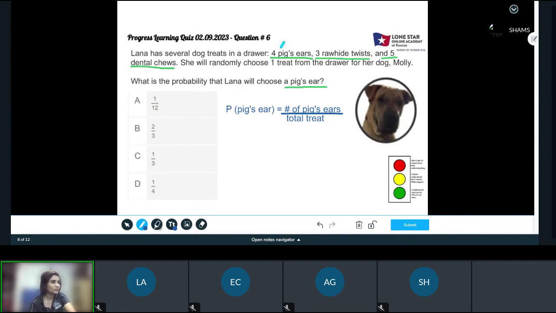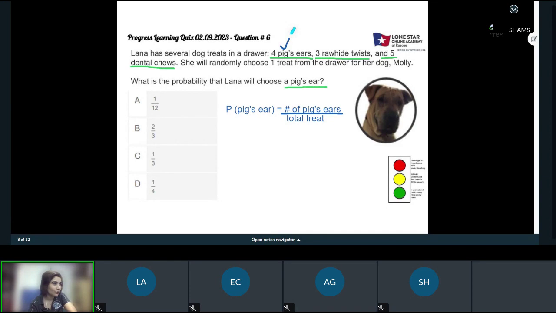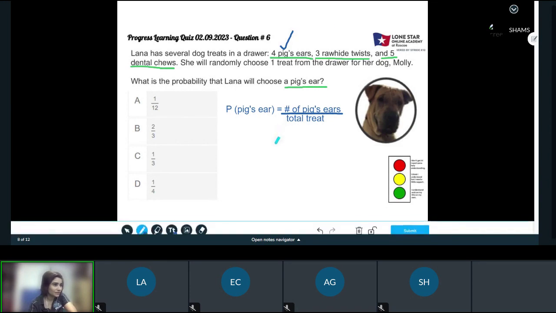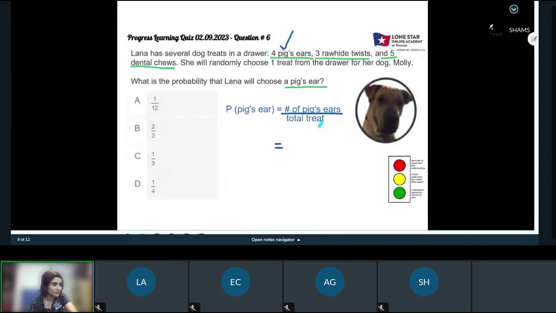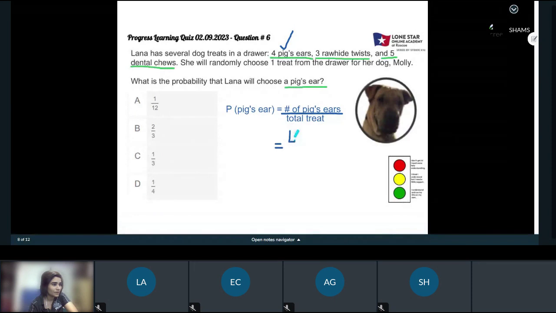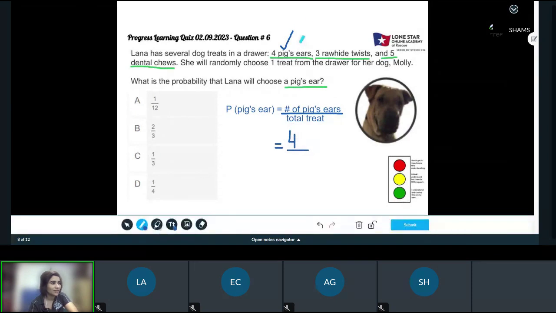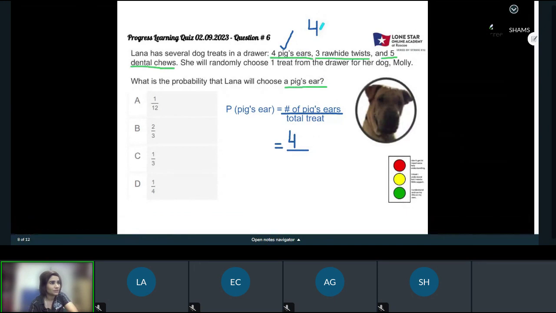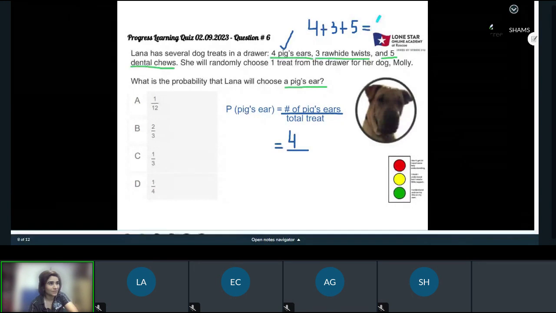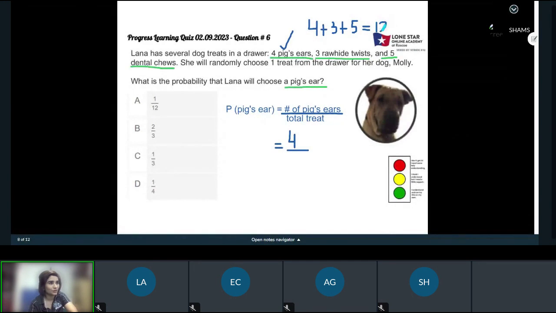So how many pig's ears do we have? We've got 4. So when I want to write number of pig's ears, they are 4. And how much is the total number of treats? I have 4, then 3, and 5. If you combine 4 plus 3 plus 5, the total number of treats is 12. The total number of treats is 12.